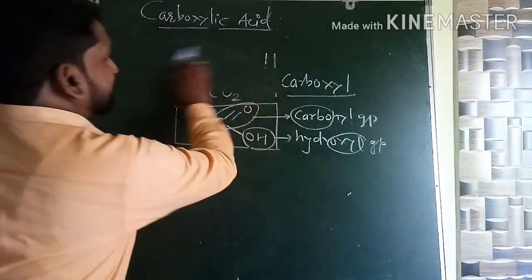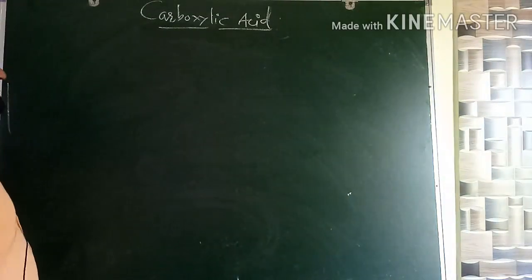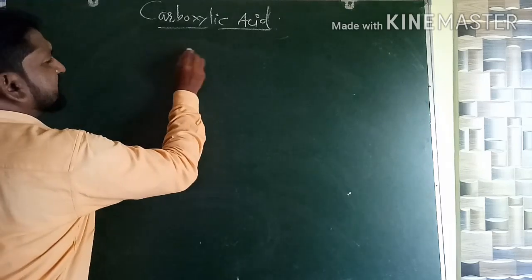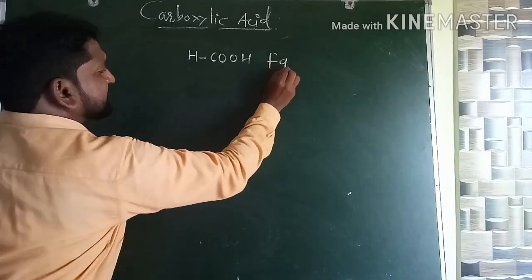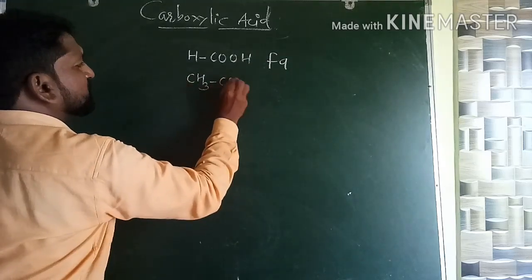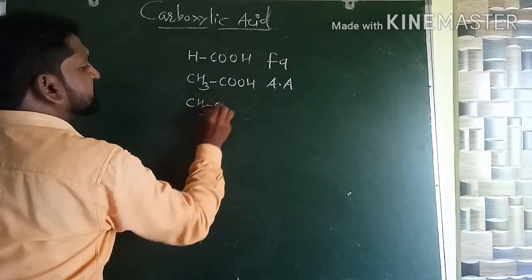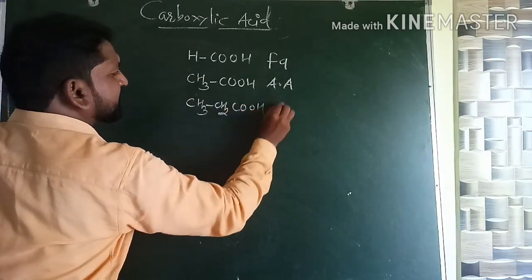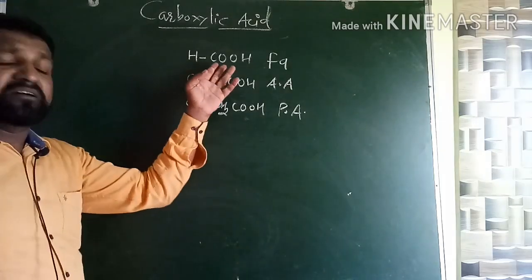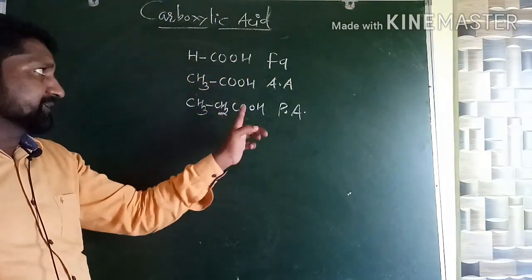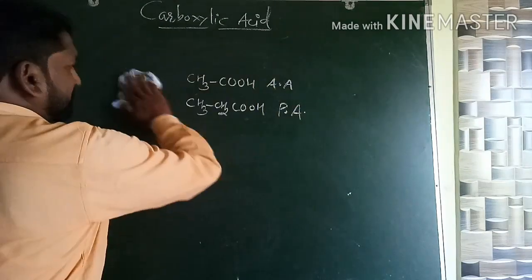So what are the examples of the carboxylic acid? Many more examples are available in the universe. Simple monocarboxylic acids are like this: HCOOH, this is your formic acid. If I write CH3COOH, it is acetic acid. Then CH3CH2COOH, propionic acid. These are the examples of the carboxylic acid: formic acid, acetic acid, and propionic acid.